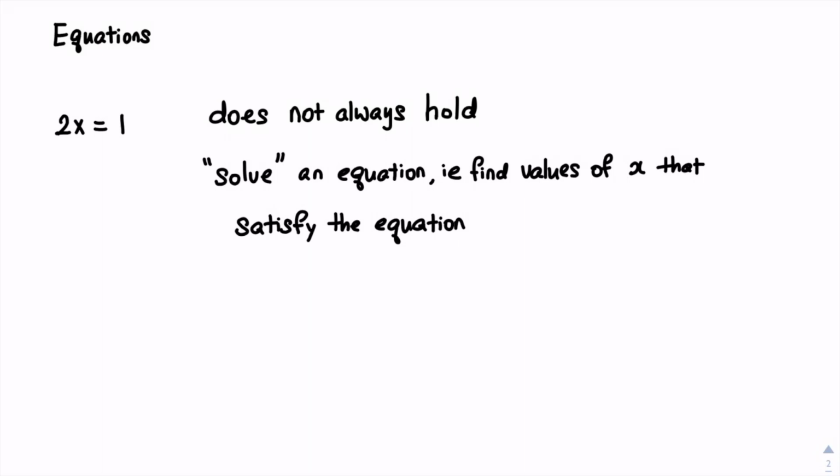1. Here's another example of an equation, x squared minus 1 equals 0. X squared minus 1 is not always equal to 0, but if x is equal to 1 or minus 1, then x squared minus 1 equals 0. And so if we want to solve this equation, we find the values of x that make the equation true.